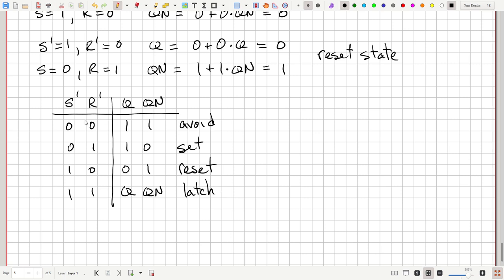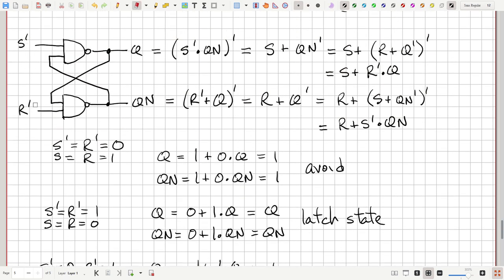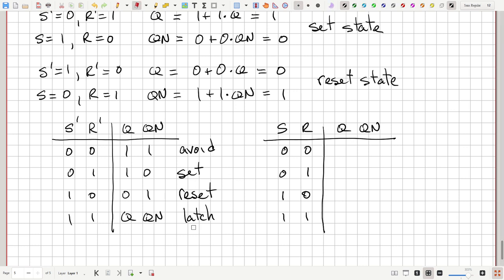So if we want to write this in terms of the non-primed variables, the S and the R, which would be the inverse of what the inputs are to this system, we could do that over here: S, R, Q, and QN, and we'll do a little bit of rearranging here. Let's do 0,0, 0,1, 1,0, and 1,1, rearranging because the states are going to be in a different order here.